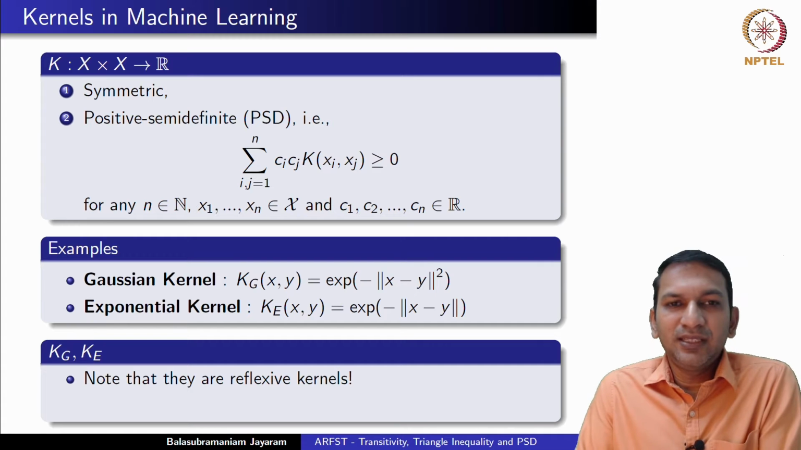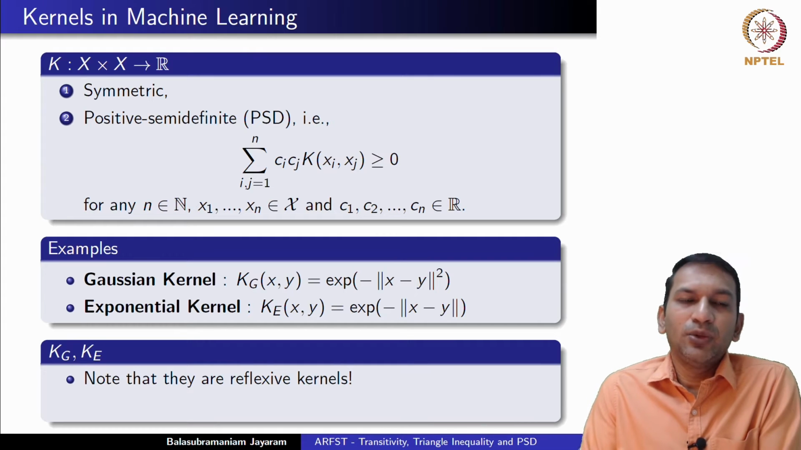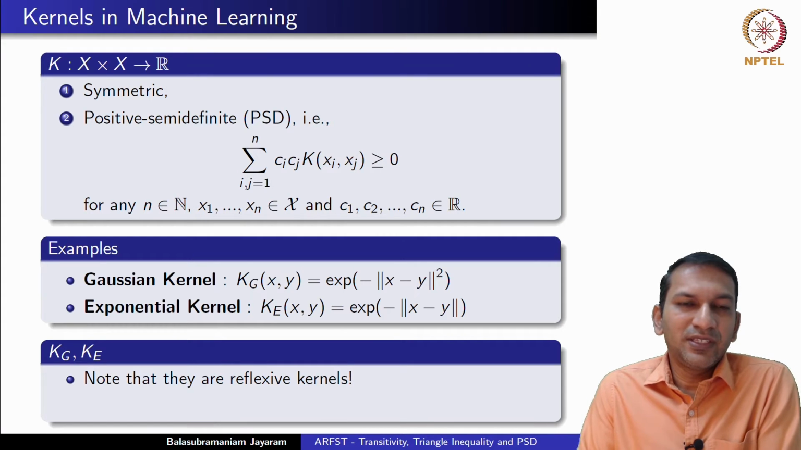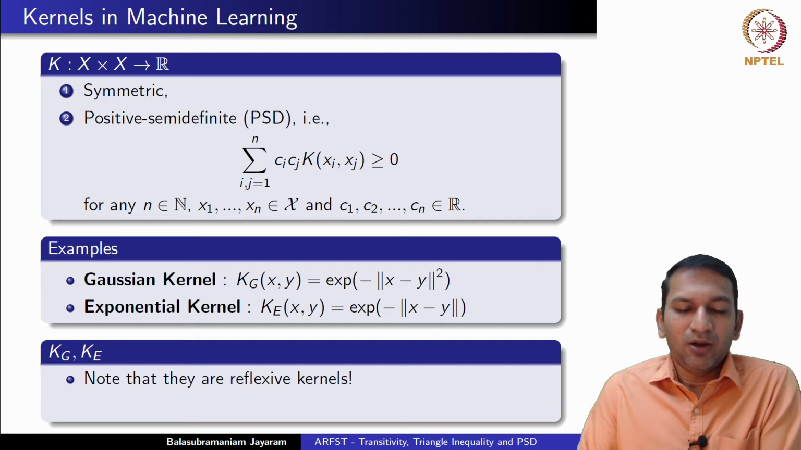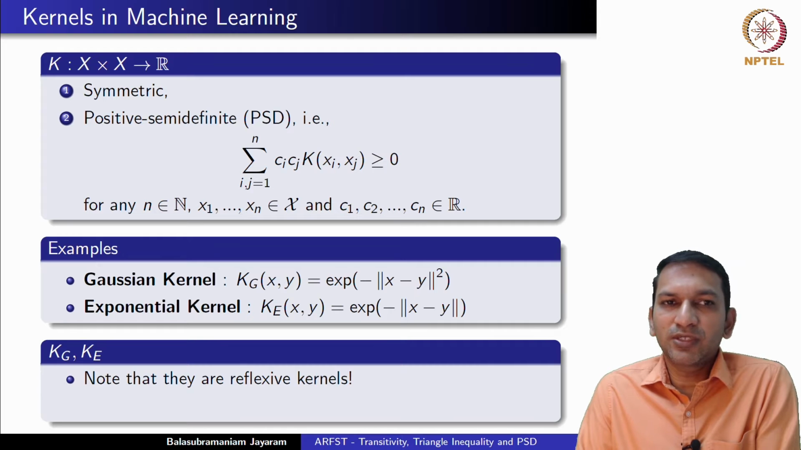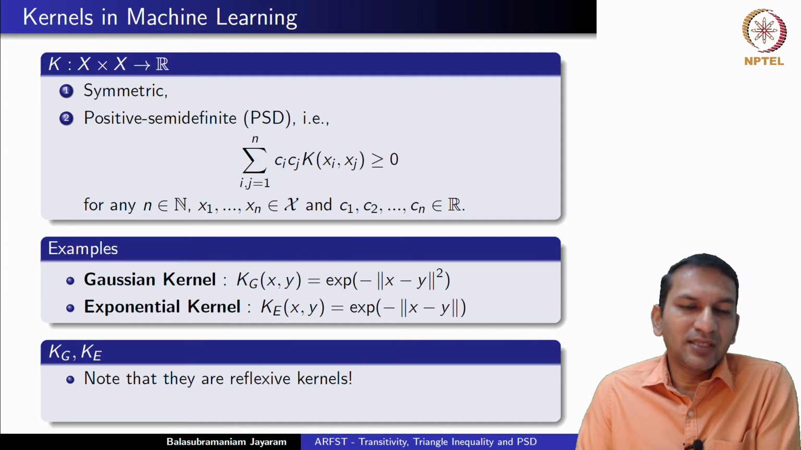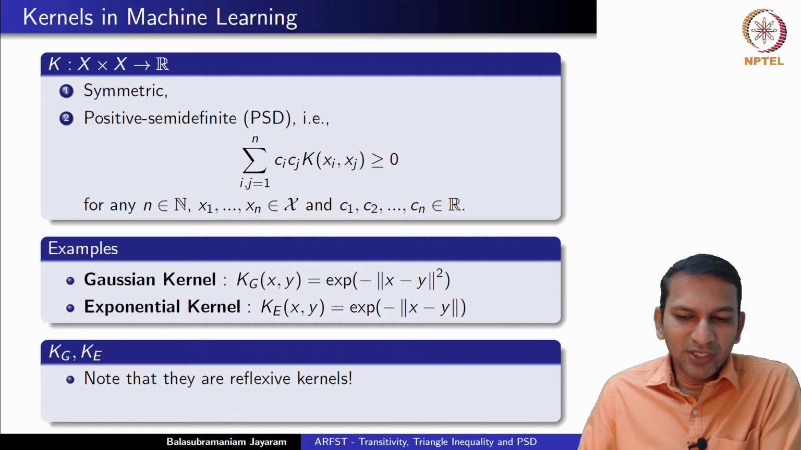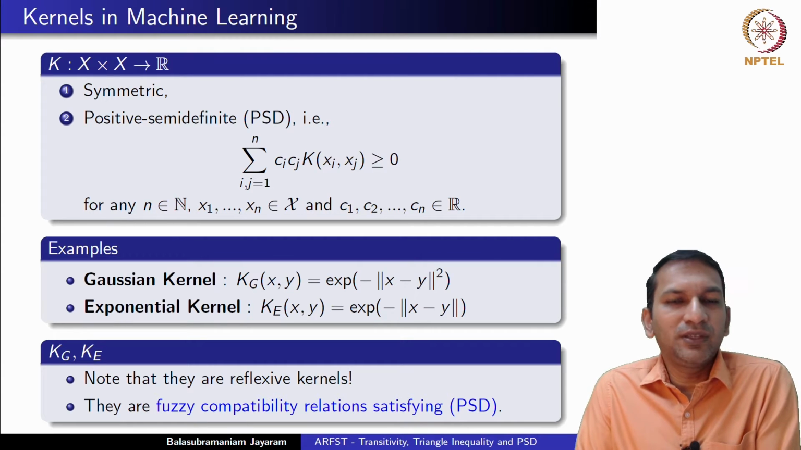Firstly, we see that these are also reflexive kernels. What do we mean by reflexive kernels? Just looking at them as binary relations, we see that k of xx is equal to 1 for both these kernels. This kg of xx is 1 and ke of xx is 1. Also, by their definition, they are actually functions from x cross x to just the 0-1 interval, which means you can look at them as fuzzy relations, and they are also reflexive, and as kernels they are also symmetric. So essentially, we could look at them as fuzzy compatibility relations satisfying the positive semidefiniteness.